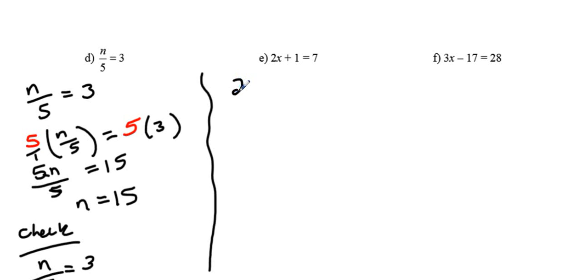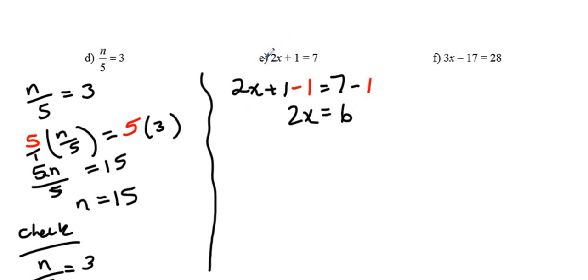Let's see. So we decided we have to get rid of this plus 1. The opposite operation to that, of course, is just subtract. Oopsie, I was just going to write 7 here, so let me just erase that. All right. So 2x plus 1 minus 1 equals 7 minus, again, the 1. All right, so let's simplify that then. That's going to be 2x equals 6.